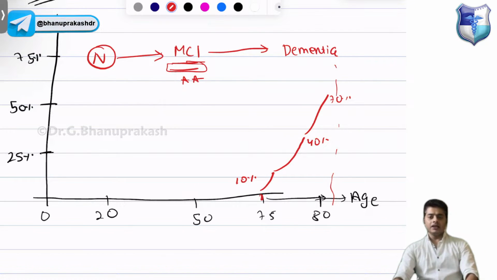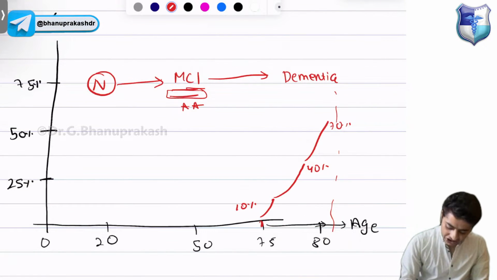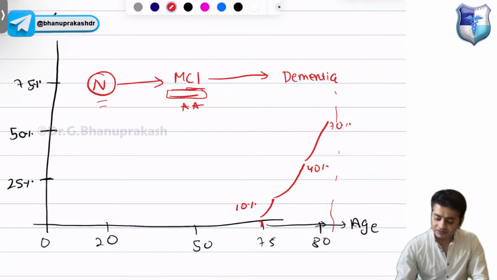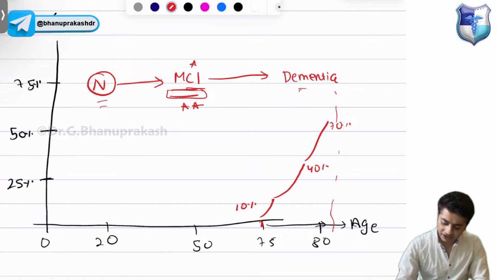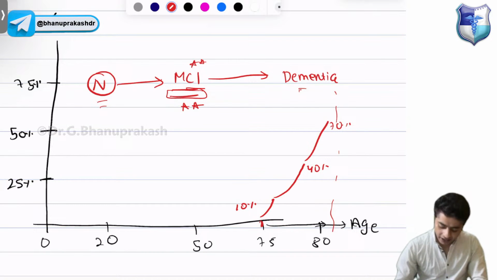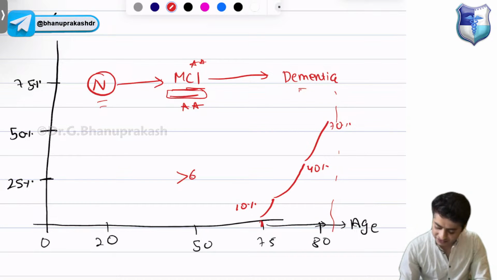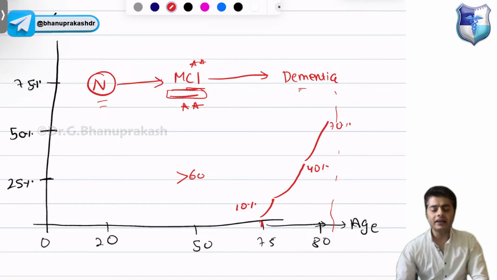Okay, अभी सब कोई ग्राफ समझ में आ गया. Patient initially will be normal, then MCI, then there will be dementia. You have to catch the patient here, at MCI. And as you age greater than 60, the cognitive decline increases very rapidly.